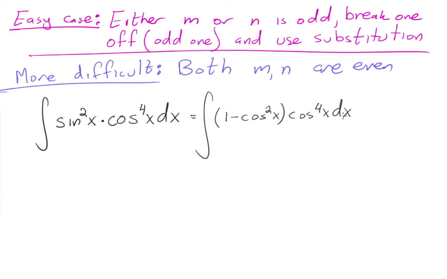Okay. And then what? Okay, fair enough. We'll distribute. So if we distribute, this is equal to cosine to the fourth x minus cosine to the sixth x dx, right?